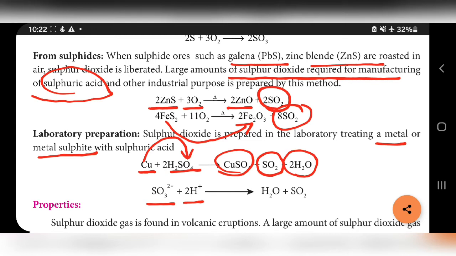Sulfite SO3 2- reacts with the acid, sulfuric acid, H plus. These two hydrogens take one oxygen and are removed as a water molecule, and the remaining sulfur dioxide is obtained. This is the laboratory preparation. How will you prepare SO2 by the laboratory method? You have to write these two equations.